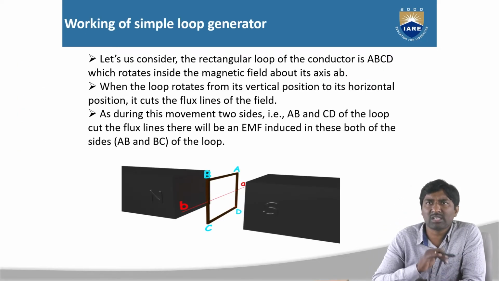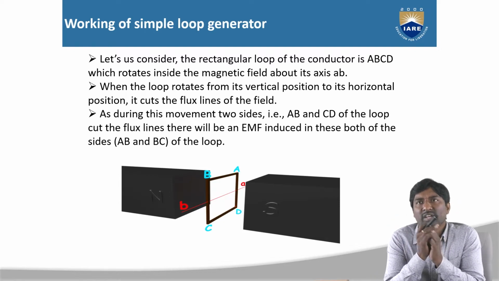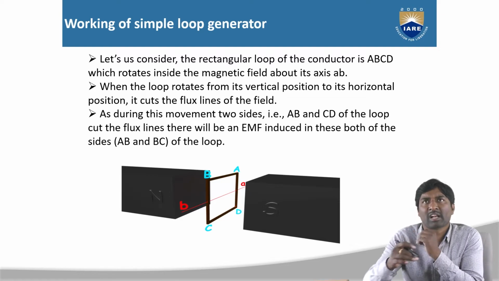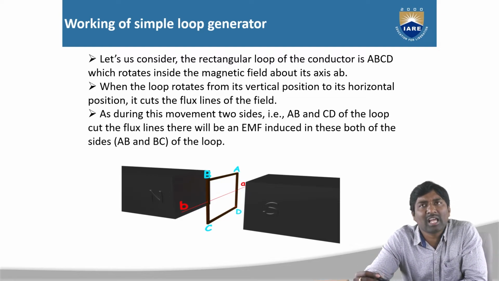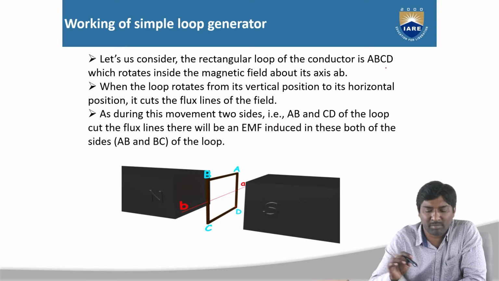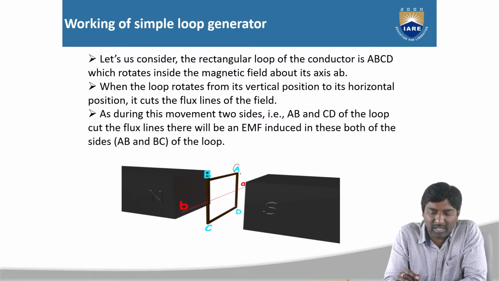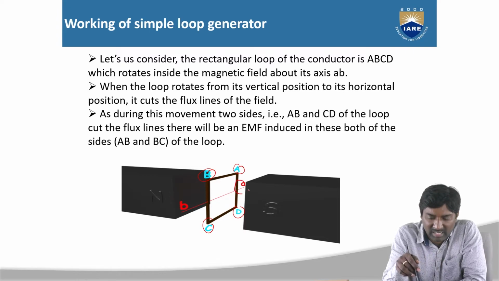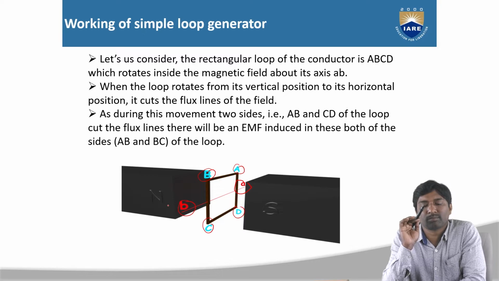We'll take a single loop generator here. You can observe the single loop generator according to the principle. We are considering a rectangular loop of conductor. The rectangular loop has terminals A, B, C, D. This ABCD loop conductor rotates inside the magnetic field about its axis.